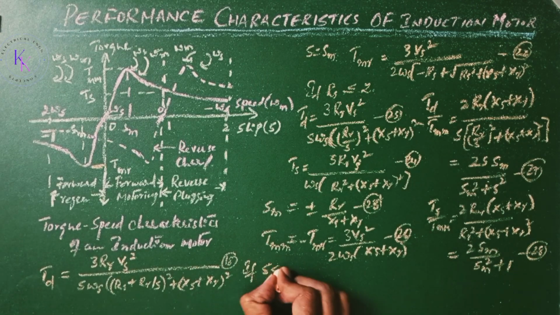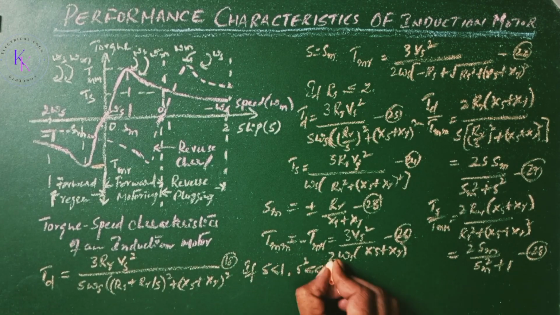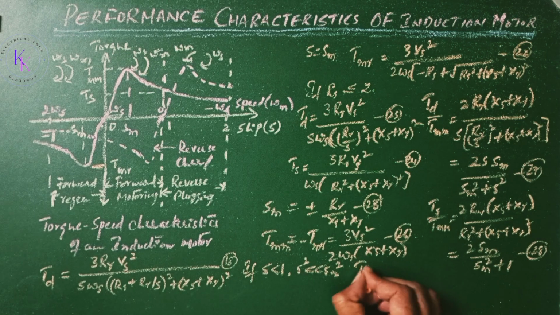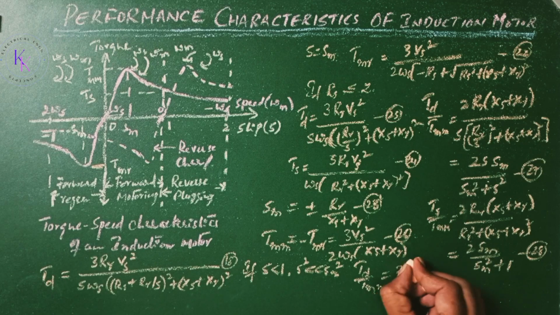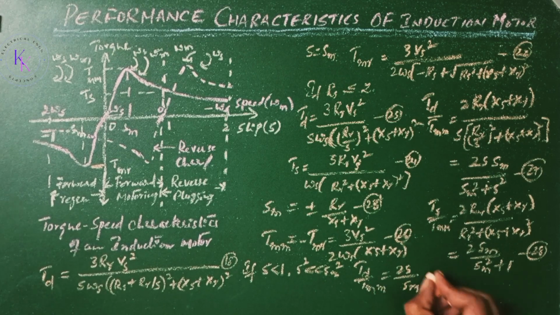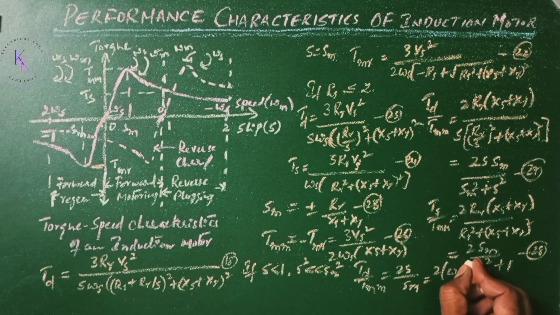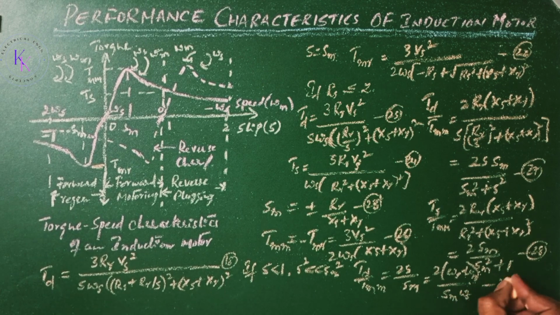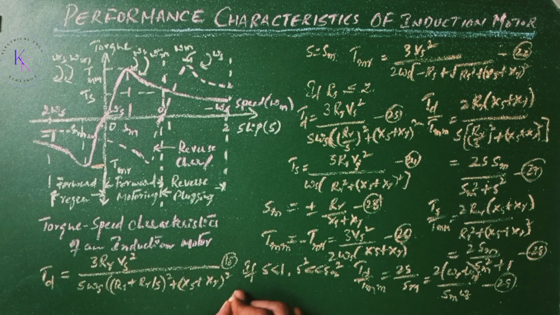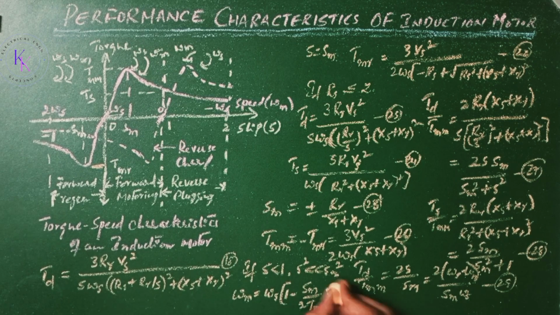If S is less than 1 and S square is less than Sm square, then equation number 27 can be expressed as Td divided by Tmm equals 2S divided by Sm, that equals 2 of (omega s minus omega m) divided by (Sm omega s). Let this be the 29th equation, from which omega m is given by omega s of 1 minus Sm divided by 2 Tmm multiplied by Td. Let this be equation number 30.